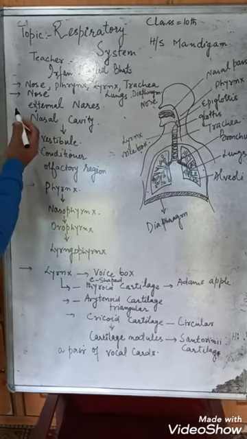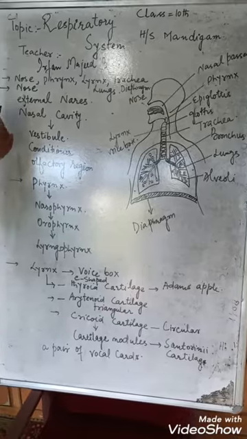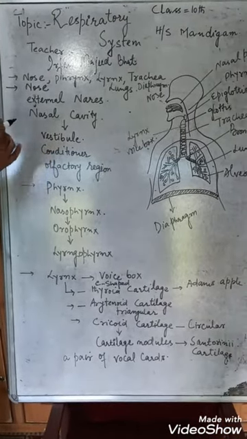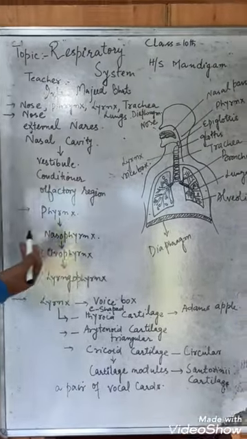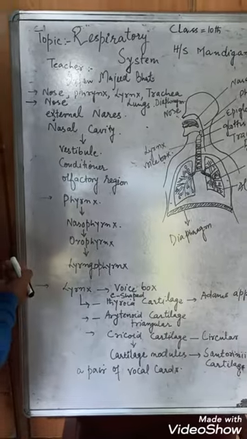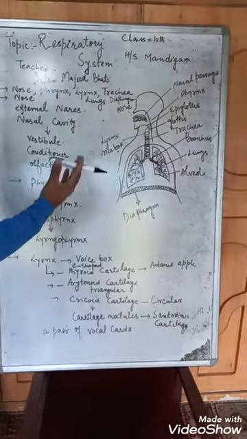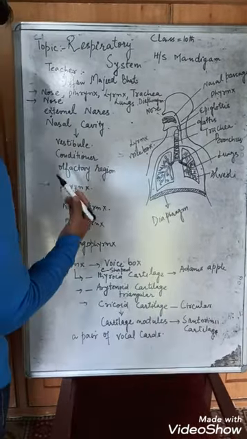Now let us discuss the respiratory system in human beings. It is the system of organs through which respiration takes place. As you have already studied about the digestive system, the system of organs through which digestion takes place, here you are studying the respiratory system.